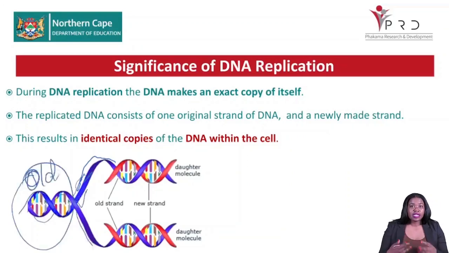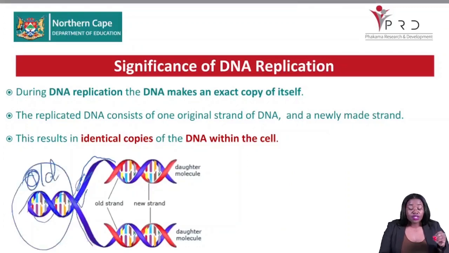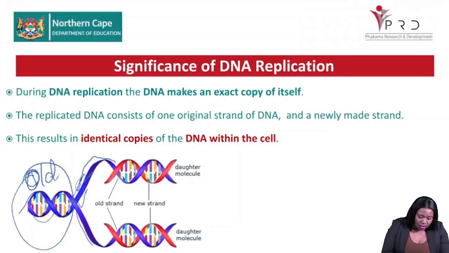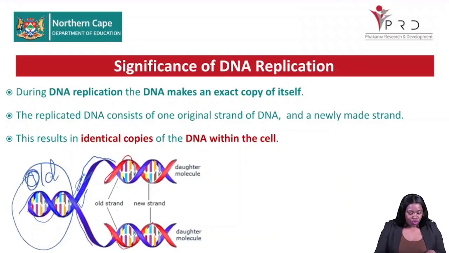And then as DNA replication takes place, we are going to talk about what happens exactly. As it takes place, it is going to form a new DNA strand. Now that new DNA strand is the one that we can see in red here. So there's the red together with the blue, just to identify which one is the old and which one is the new. Now, this results in identical copies of the DNA within the cell.